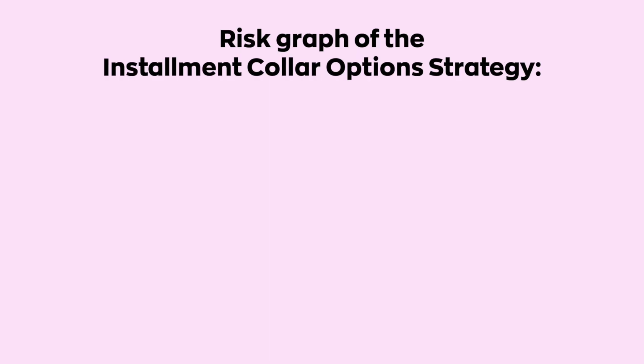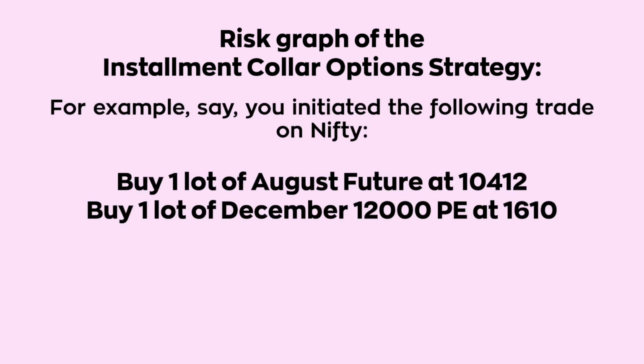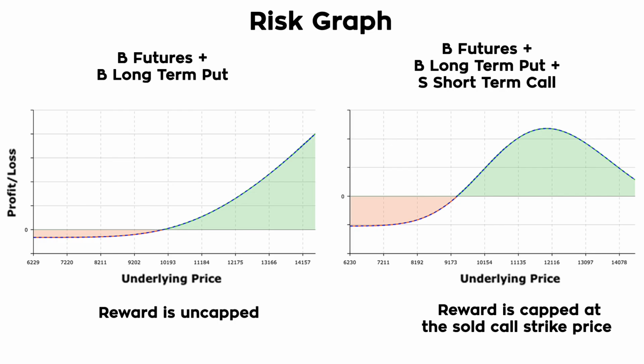The second question is actually a request to share the risk graph of the installment collar option strategy. For example, say you initiated the following trade on Nifty. Buy one lot of Nifty August future at 10,412. Buy one lot of Nifty December 12,000 put at 1610. From the risk graph, it is evident that the upside is uncapped, but the downside is limited.